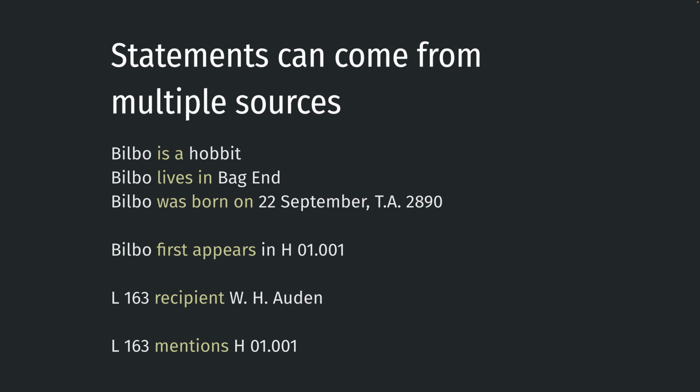Perhaps one source states that Bilbo is a hobbit living in Bag End who was born on the 22nd of September 2890. Perhaps a completely different source is stating that Bilbo first appears in H01001, or that letter 163 mentions that paragraph. Yet another source may assert that the recipient of letter 163 was W.H. Auden. We'll say more in a moment about how that works.